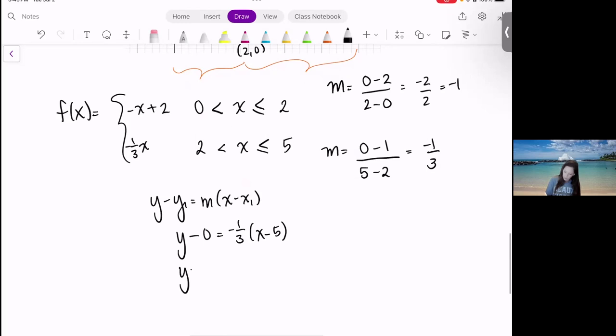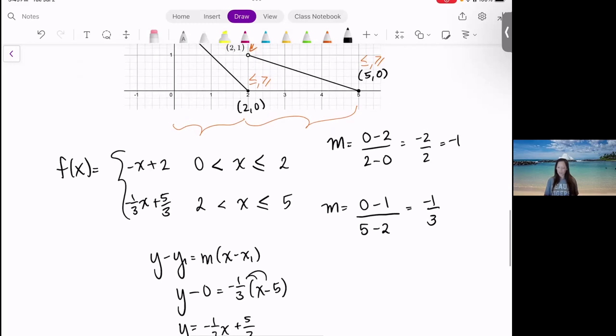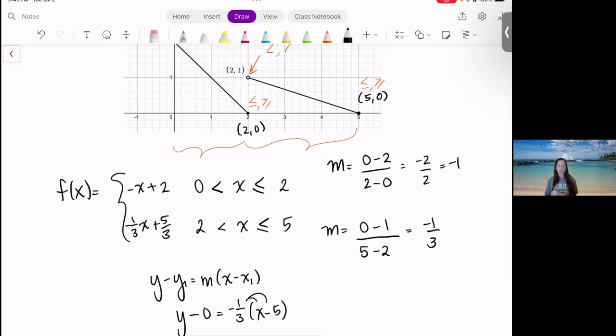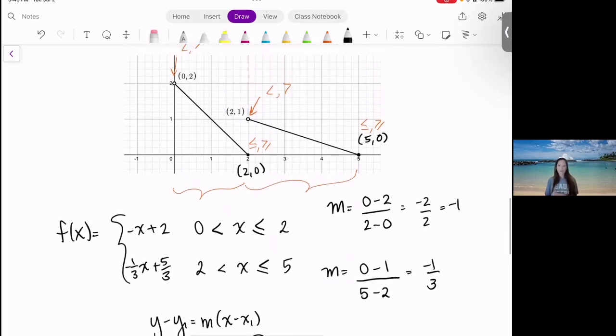Y minus 0 is y. -1/3 times x is -1/3 x. -1/3 times -5 is +5/3. That means that the equation of this line is -1/3 x plus 5/3. And I've defined my piecewise function for 0 is less than x is less than or equal to 2 as -x plus 2. And then I've defined the function from 2 is less than x is less than or equal to 5 as -1/3 x plus 5/3.